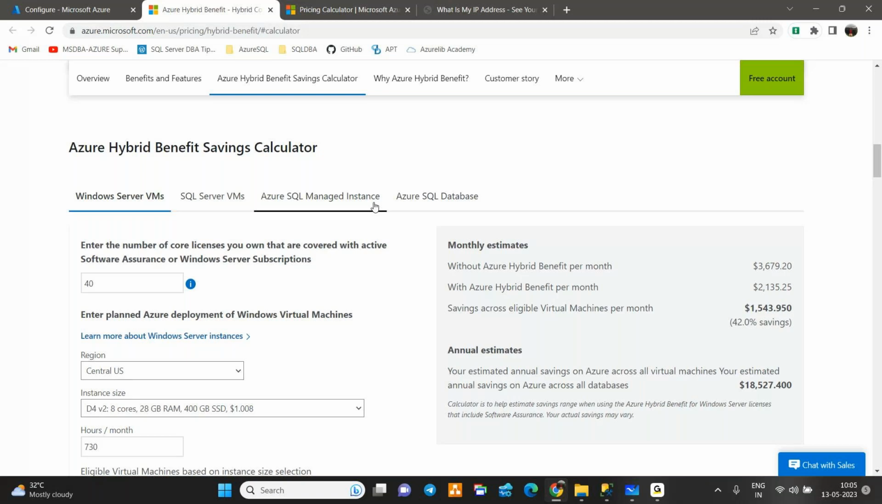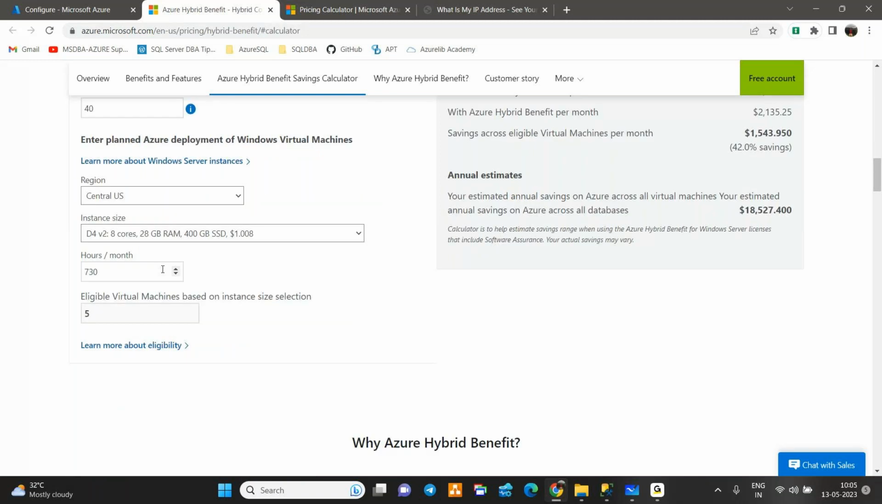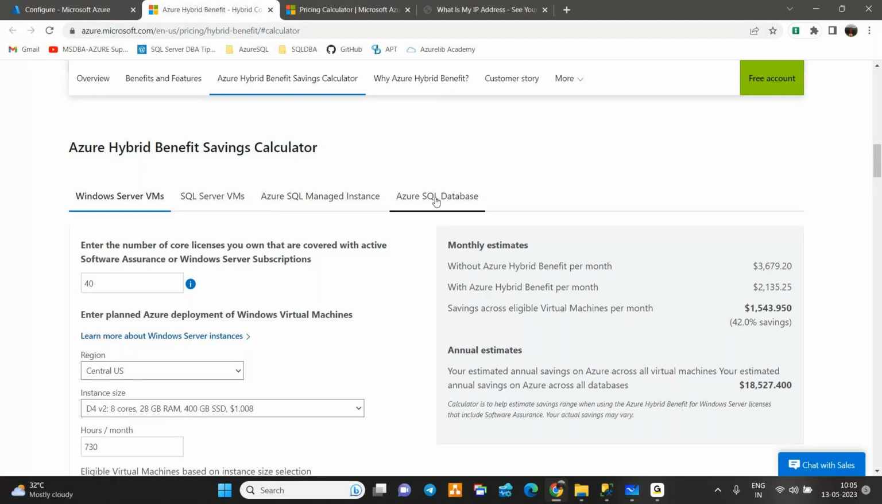So here you can, sir. Okay, enter the number of core licenses you own that are covered with active Software Assurance and Windows Server subscription. How many licenses do you have on premises? You can choose those many licenses, and you can convert that license into the IaaS platform, into the PaaS platform also.